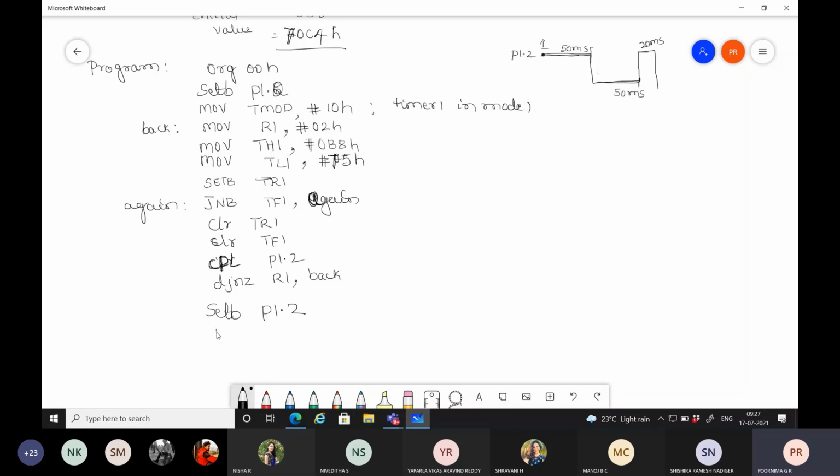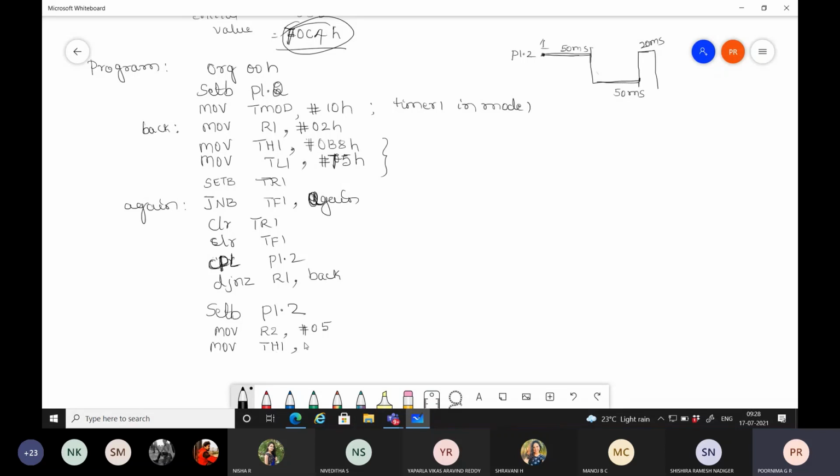So what I'll be doing? I'll be initializing the counter. Let me define R2 with #05. You understood why I am initializing R2 with 05? Okay. Now, it is not the same delay we are providing. We are providing 20 milliseconds. For 20 milliseconds, the initial count value that we got is 70C4H.